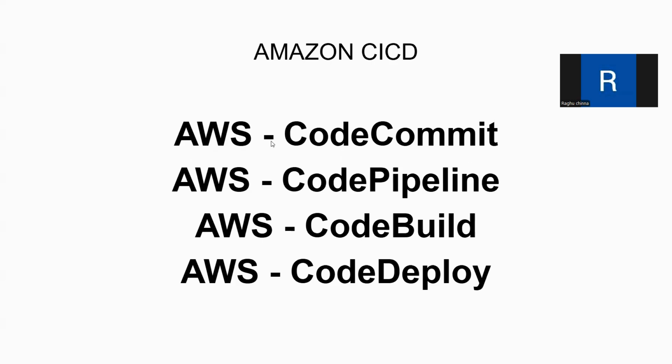So AWS CodeCommit, CodePipeline, CodeBuild, and CodeDeploy. These are the four steps which we use in CI/CD on AWS. I'll show you CodeCommit at the last, but as a free account, we could not able to use it.